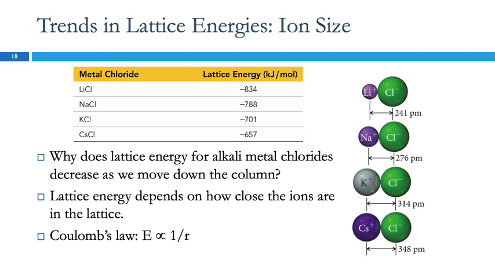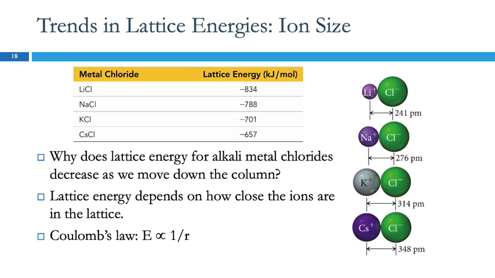Lattice energy is affected by ion size and by ion charges. So if we look at the alkali metal chlorides, lithium, sodium, potassium, cesium, we find that cesium releases less energy than lithium does when it forms a compound with chlorine. So why is that? Lattice energy depends on how close the ions are in the lattice.